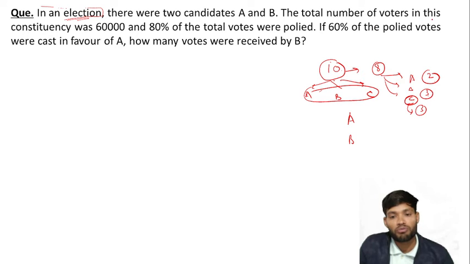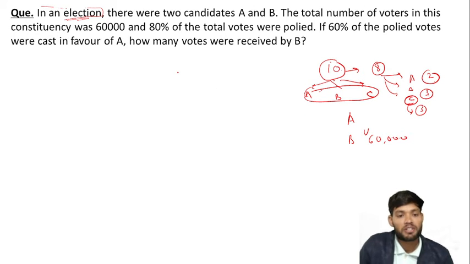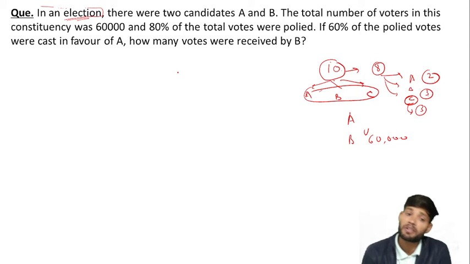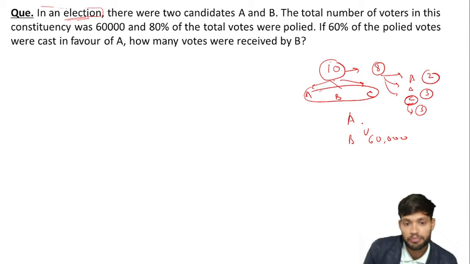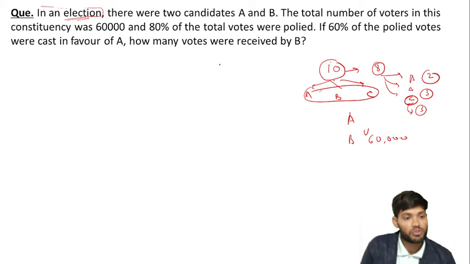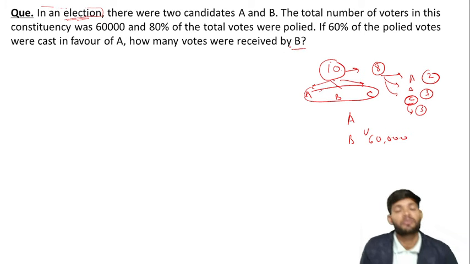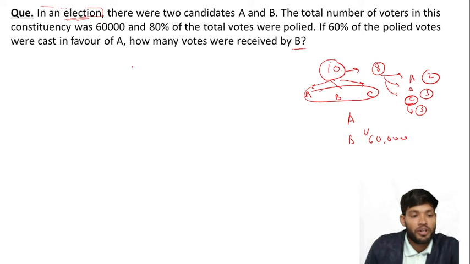The total number of voters in this constituency was 60,000, and 80% of the total votes were polled. If 60% of the polled votes were cast in favor of A, how many votes were received by B? So first of all, what is given?